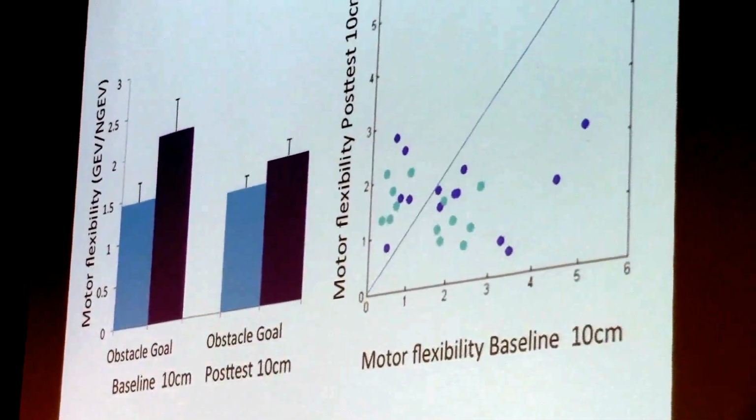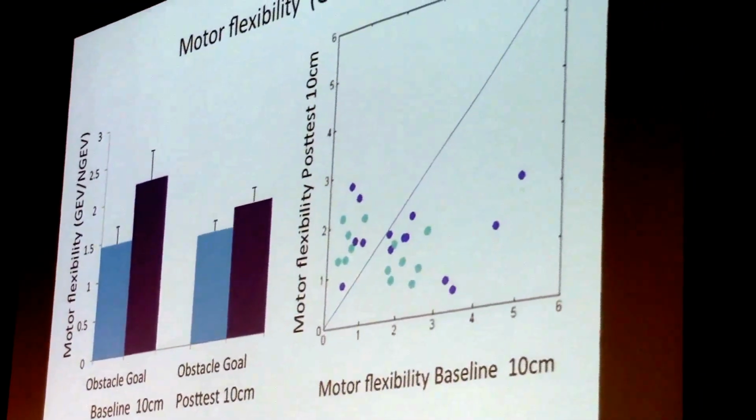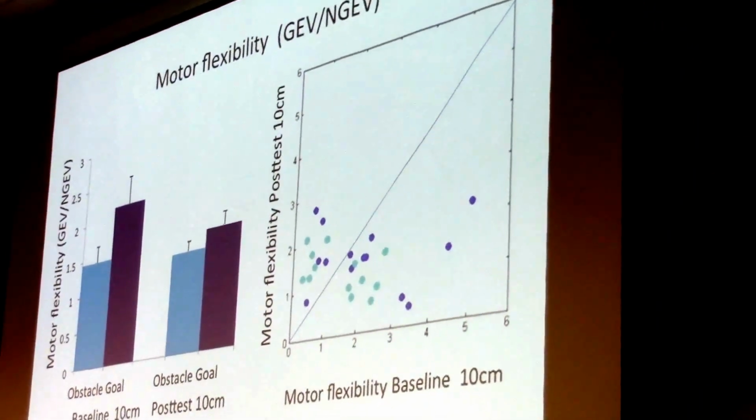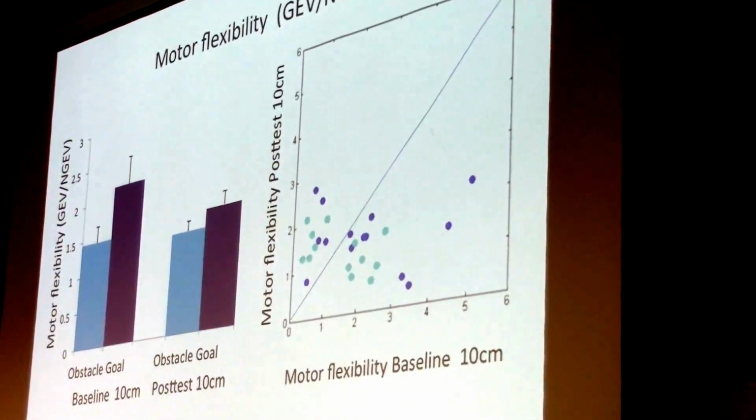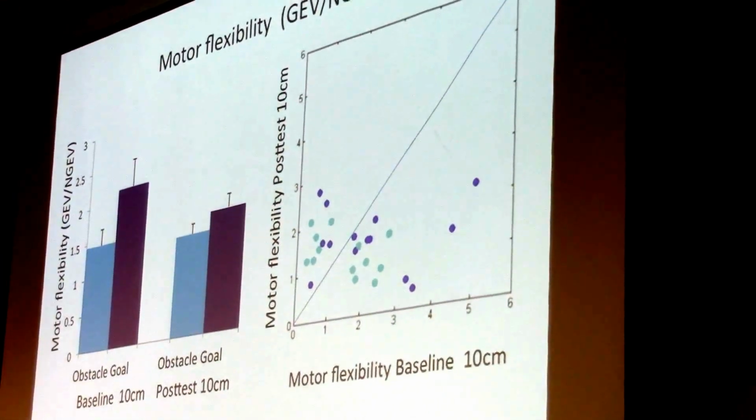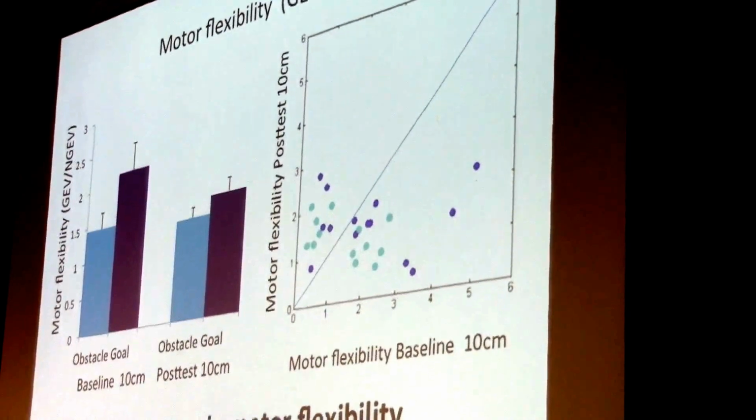But if you look at the individual data, which is on the right graph, the baseline is on the x-axis, and on the y-axis there is the post-test. And if there would have been an increase, all the dots would have been above the line. And as you can see, this is not the case. So we did not find a change in motor flexibility.